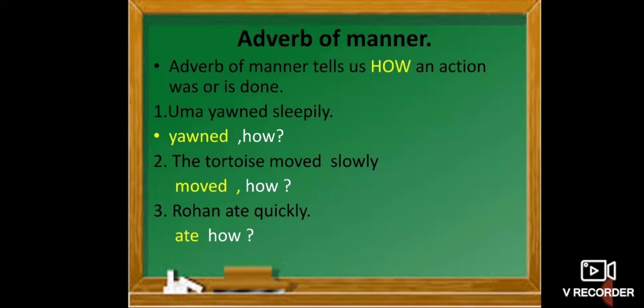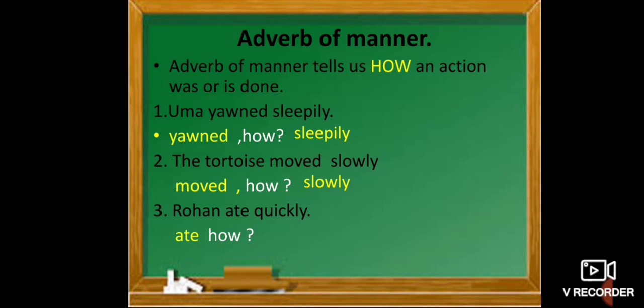Uma yawned sleepily. So you ask the question, which is the verb? Yawned. So you ask the question, how to yawn? How? Yawned how? Sleepily. So that is the adverb of manner. Look at the next sentence. The tortoise moved slowly. Now ask the question, how moved? How moved or moved how? Moved slowly.